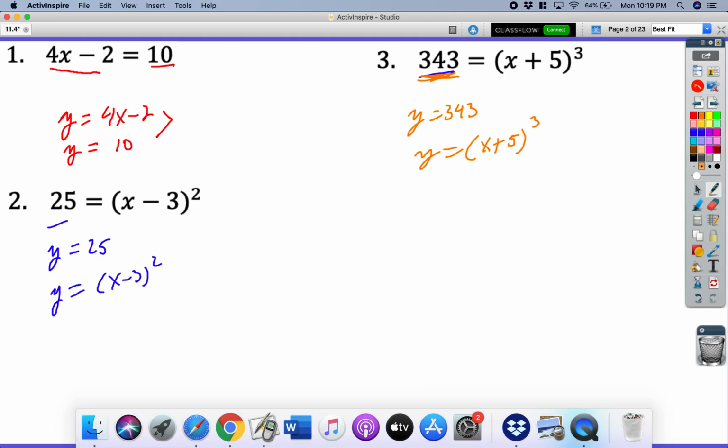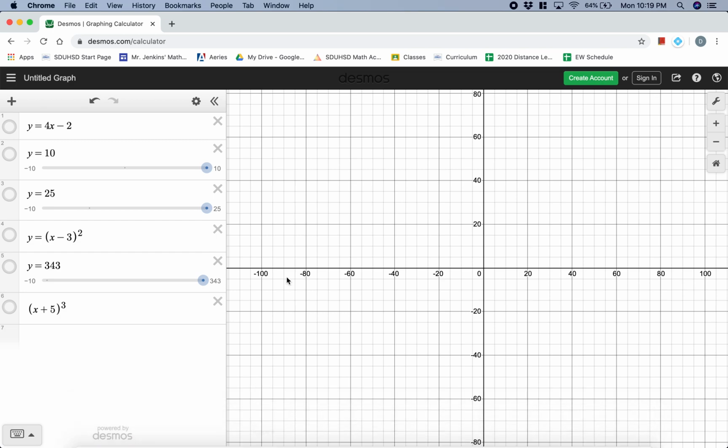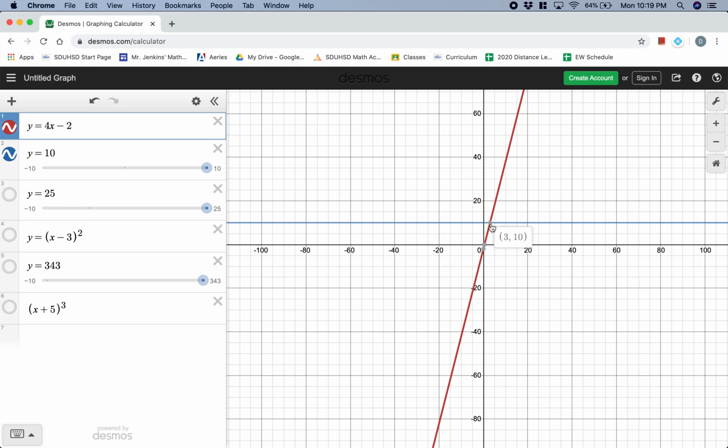All right, so I already had these plugged into Desmos, so we're going to look at these one at a time. These are my first two equations. I'm going to make the 4x minus 2 visible, and y equals 10. So if we look at this now, this point right here is my solution. You see how it's 3 comma 10? So the solution here is 3. It's just the x value.